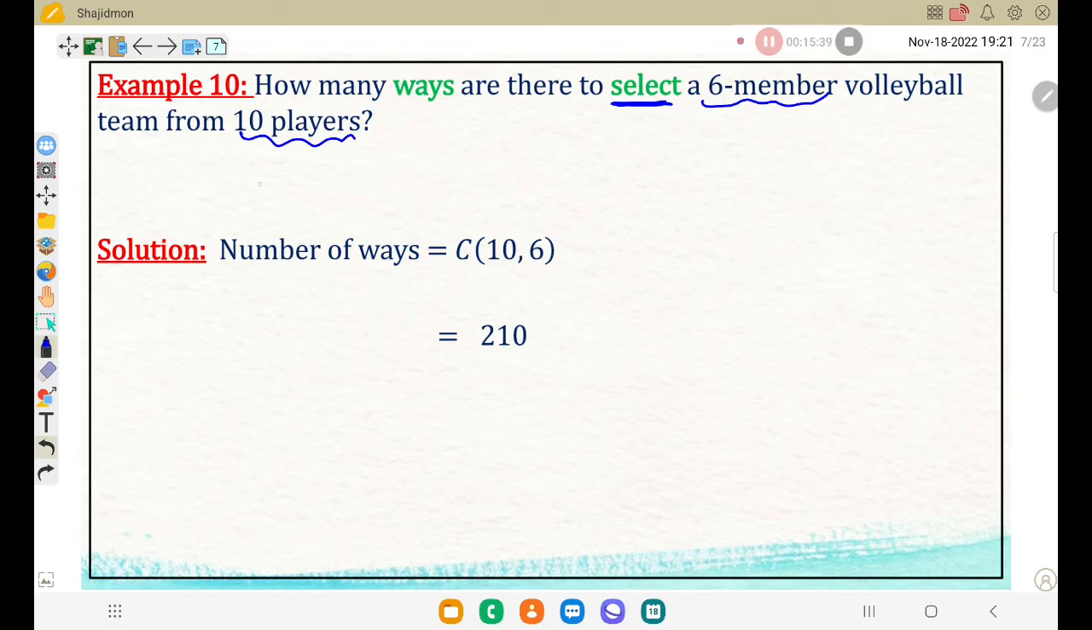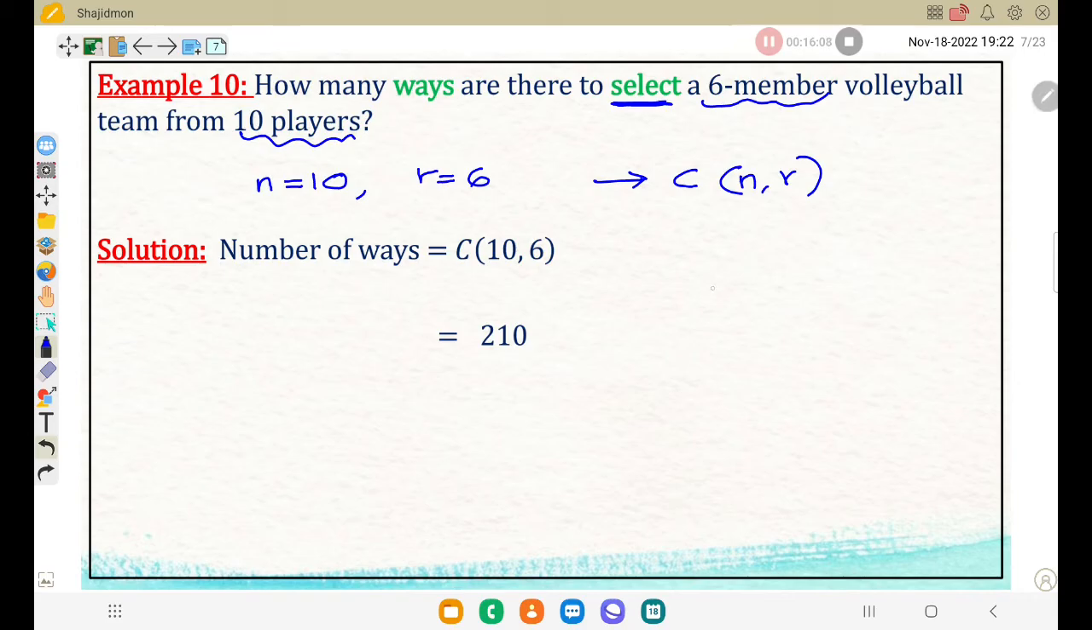So totally how many players are there? 10. So total means n equal to 10. And how many players do we need? How many player combination do we need? 6 players. So what we can write: number of ways, or number of selections, means combination of totally n objects, r at a time. That means combination of n r. So combination of 10 6.